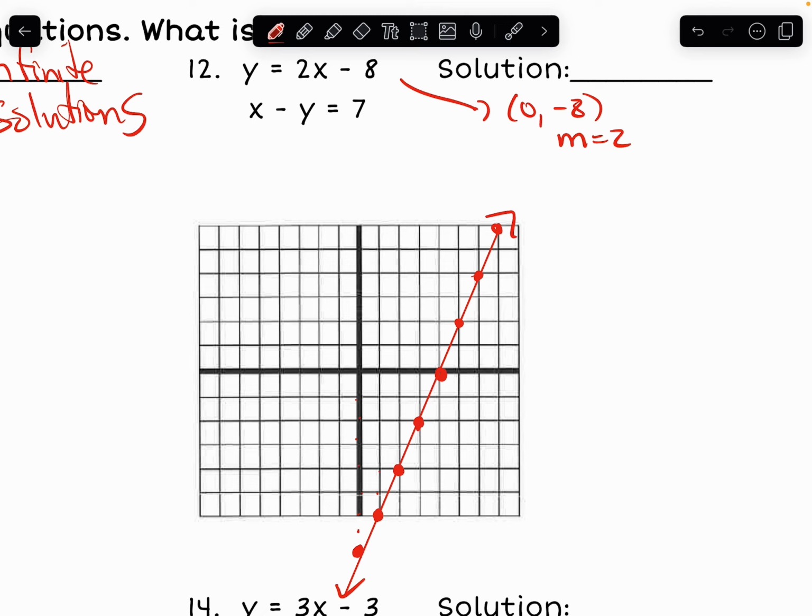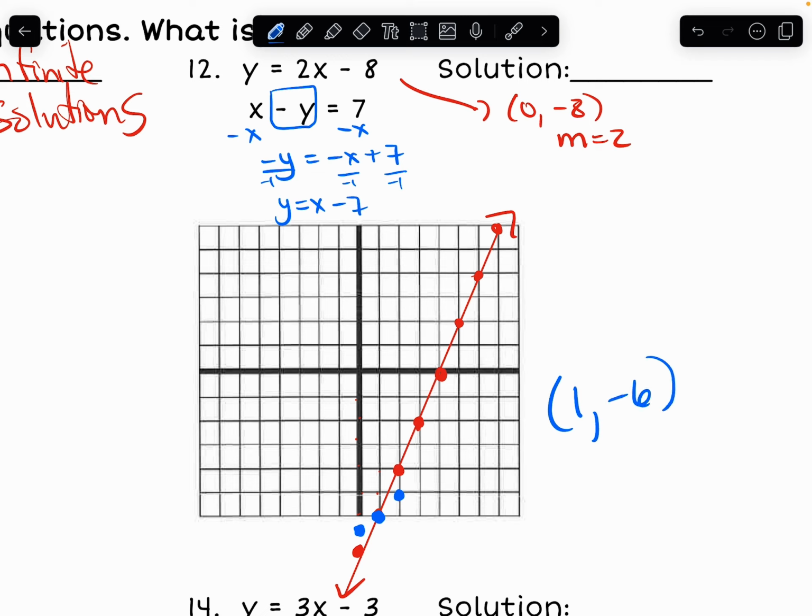Okay. The other one. So I need y by itself. So that means I need to subtract x from both sides. I get negative y equals negative x plus 7. Divide everything by negative 1. And I get y equals x minus 7. Okay, so I go down to negative 7. And I go up 1 over 1. Up 1 over 1. Look at that. They ran into each other right here at the point 1, negative 6.